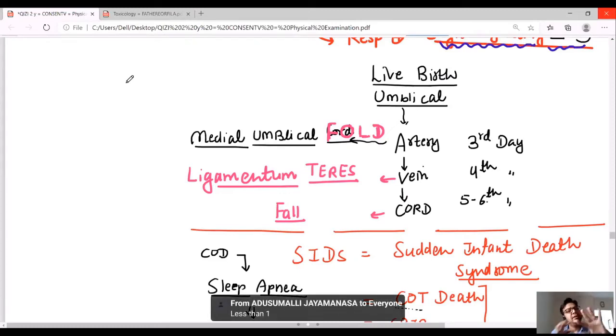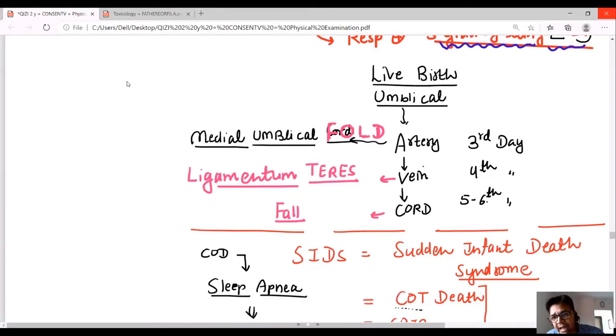Now, sir, all tests are done. Reading for ear, Breslau second done. Now, sir, in live birth, after birth, there are 3 umbilical structures. What are these 3 umbilical structures? Umbilical artery, umbilical vein, and umbilical cord. Very simple trick, ABC. Artery closes on third day. Vein closes on fourth day. And cord falls on 5th to 6th days.